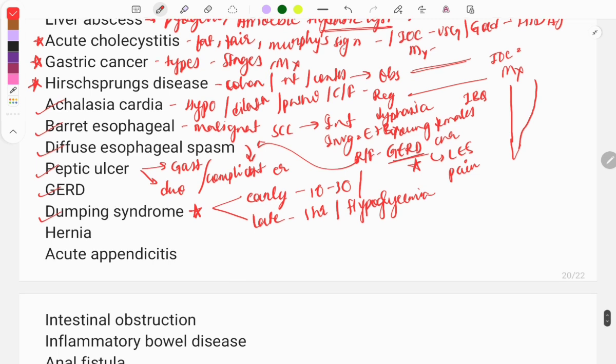Then hernia. Questions are asked on hernia also, on the types of hernia, like the femoral, the direct, the indirect, the inguinal hernias. How do they occur and which defect do they occur in? For indirect inguinal hernia, there is a defect in the external oblique muscle, and for the direct, it is in the transverse abdominis muscle. And likewise, there is the femoral hernia.